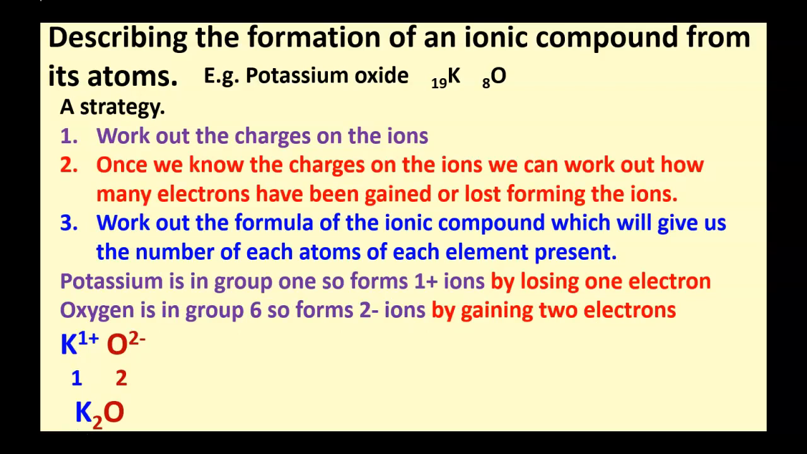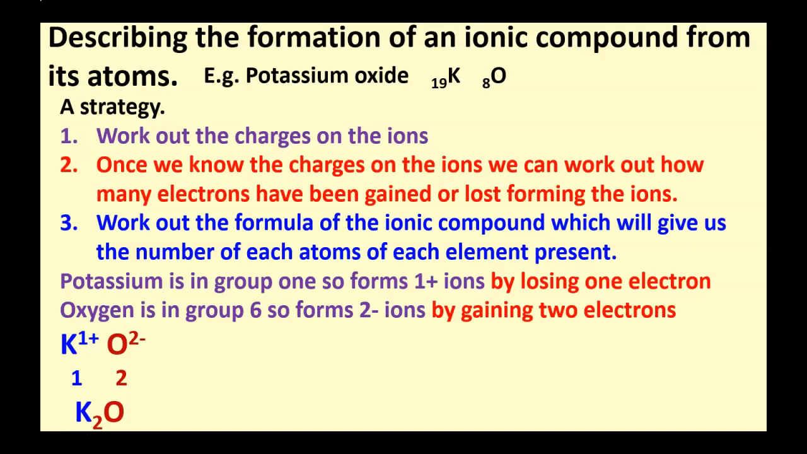So, if we look at potassium oxide, firstly, we know potassium is in group 1 of the periodic table, so it forms 1+ ions. How does it do this? By losing 1 electron. Oxygen is in group 6 of the periodic table, so it forms 2- ions by gaining 2 electrons. The formulae, we obviously could use swap and drop, writing potassium with its charge to the top right, oxygen with its charge to the top right. Write down the size of the charge, the magnitude of a charge for potassium and oxygen, and use swap and drop to get the formula K2O.